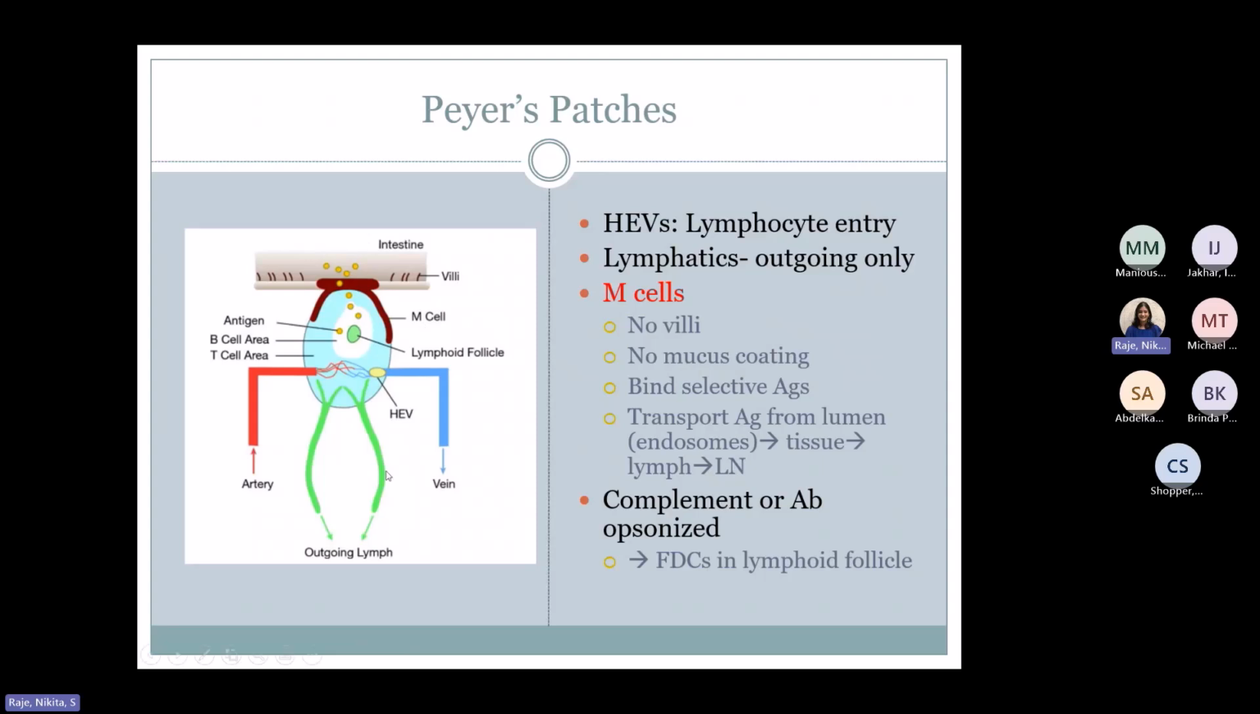So again, here is the place where there are HEVs. There is a lymphoid follicle, which is the B cell region, and the adjoining T cell region where the B cells and T cells end up. And you see the M cell here on the top of the Peyer's patches.